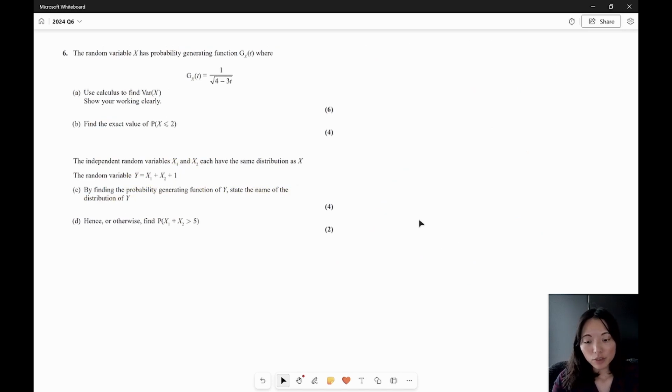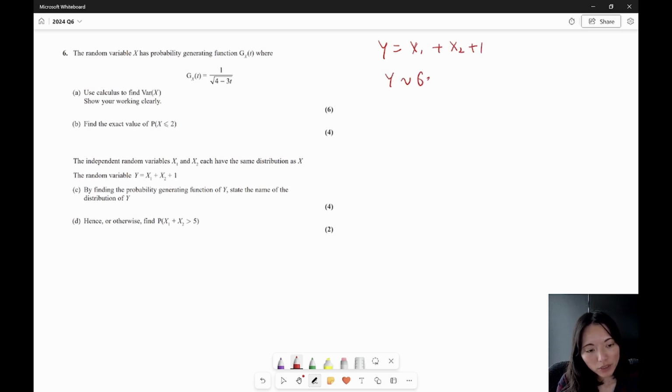And then in part D, we are asked to find probability of x1 plus x2 greater than 5. Whenever the question says hence or otherwise, it's probably easier if we use the results from the previous part. We know that y equals x1 plus x2 plus 1, and we know that y follows a geometric distribution with parameter 1 over 4, and we're being asked to find p of x1 plus x2 greater than 5. So let's write that in terms of y. So x1 plus x2 is simply y minus 1.